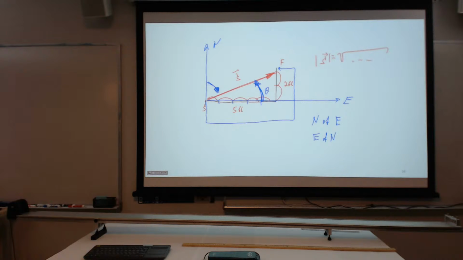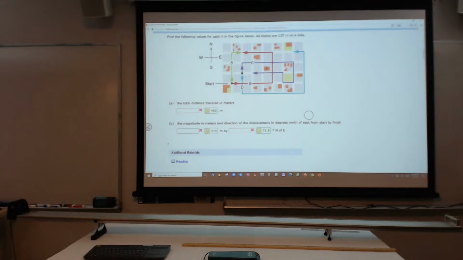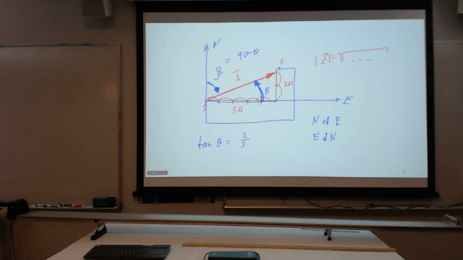And now this angle theta has a tangent that should be equal to 2/5. And this angle, I don't know what to call it, beta, will be equal to 90 minus theta. One of these should work. So let's see. North of east. According to the answer, this is the angle you need to calculate, I believe.